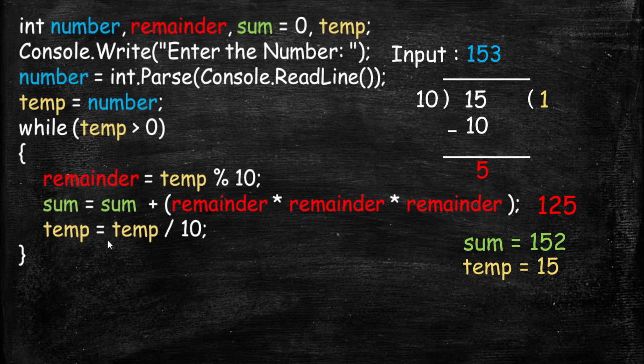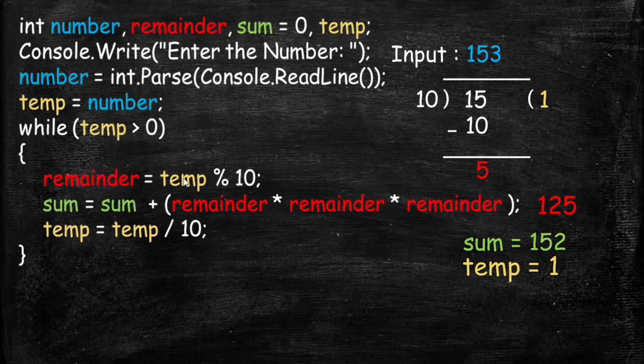Then we are just dividing the temp variable by 10. So our temp was 15, divided by 10, we will get 1. So you can see also our quotient is 1. So now our sum is 152 and our temp variable is 1. So this loop will run again. So as you can see, our temp, which is 1, is greater than 0, so it is true.